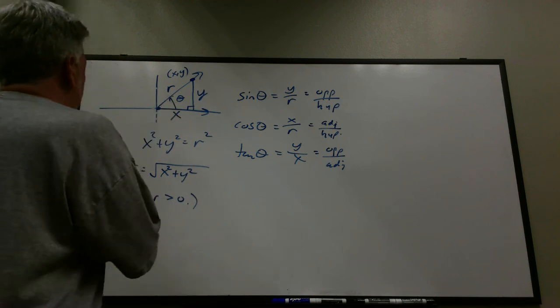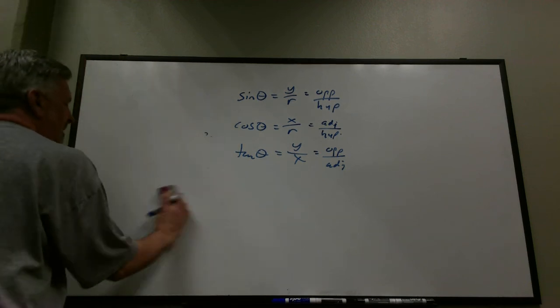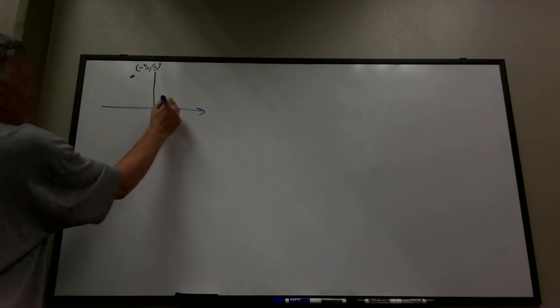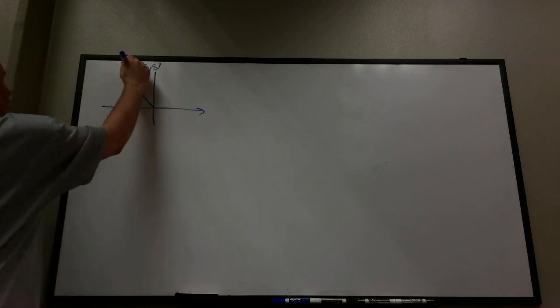Okay, let's do an example. The example here says the terminal side of angle theta goes through the point negative 5, 8. Find the values of all 6 trig functions for theta. Okay, now where's negative 5, 8? Negative 5, 8 is in the second quadrant. You don't have to draw this to scale. You don't have to put all the tick marks. Negative 5, 8 is over here somewhere. Okay, initial side, the terminal side goes through that point.